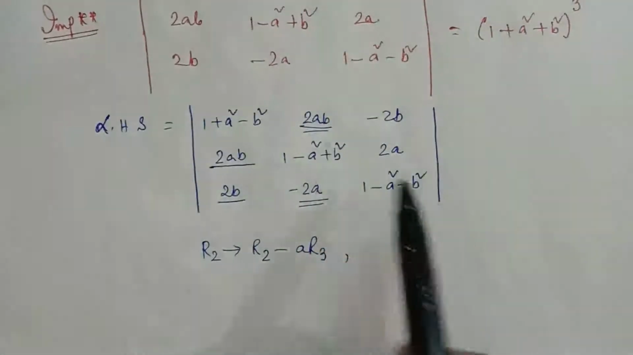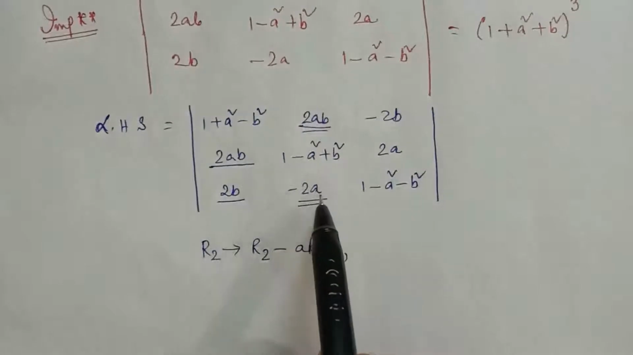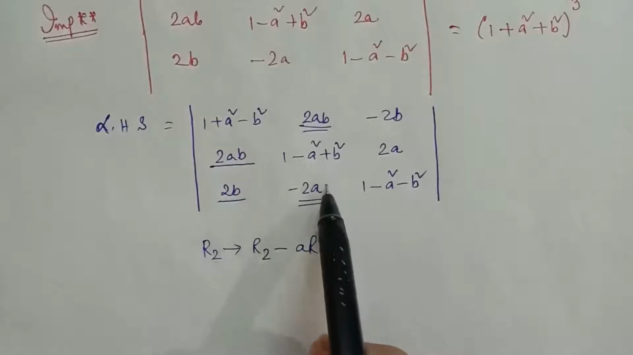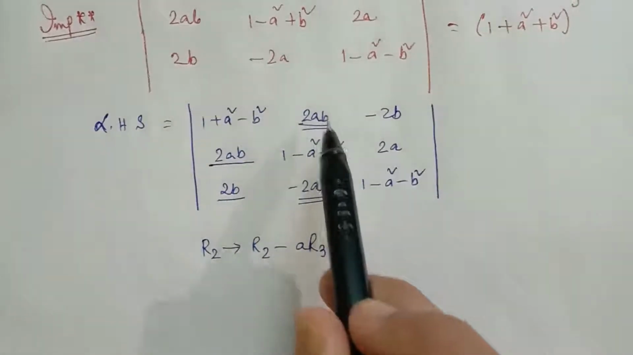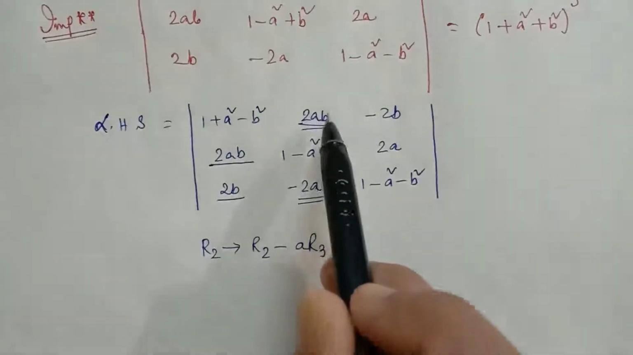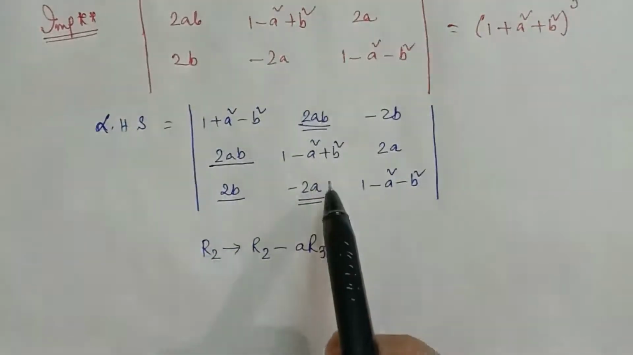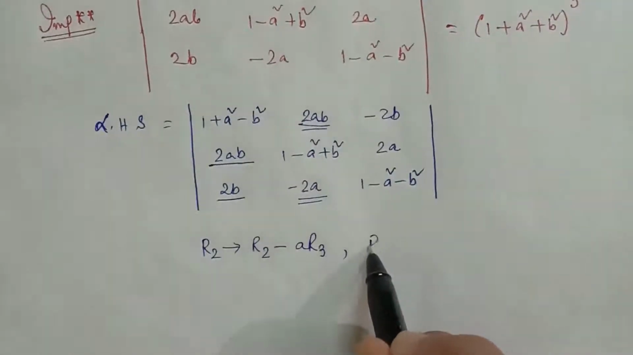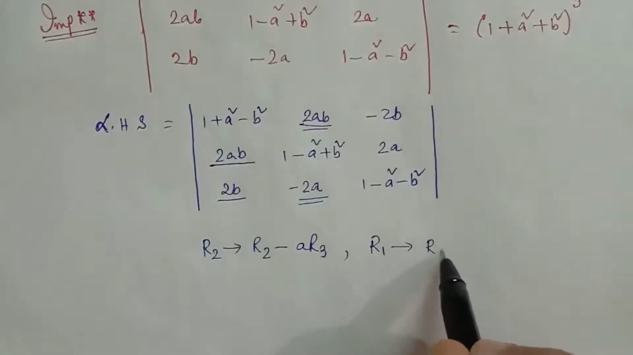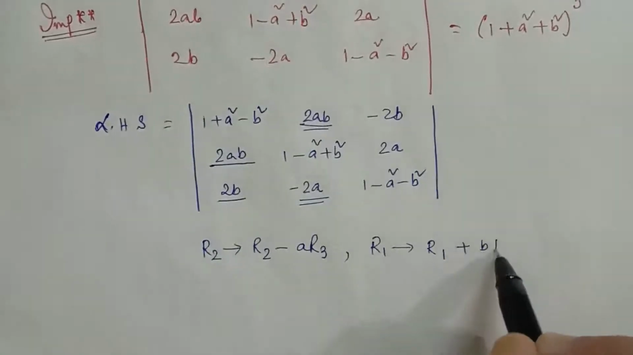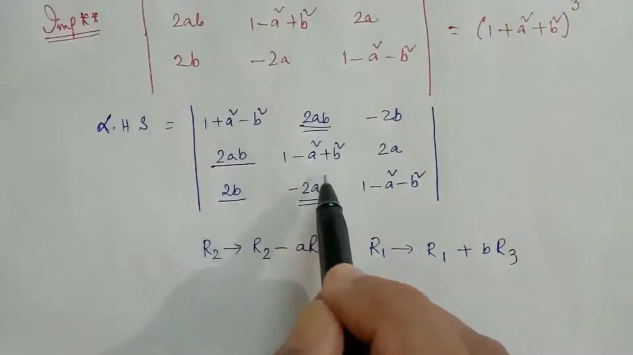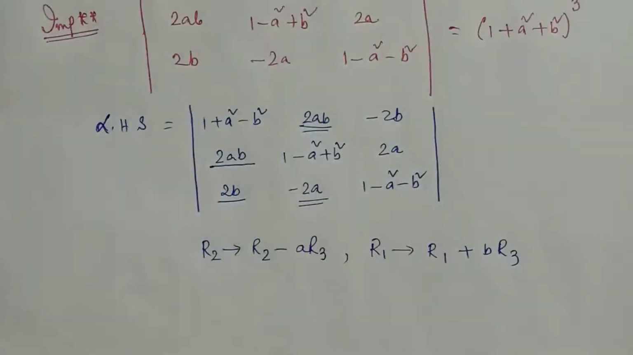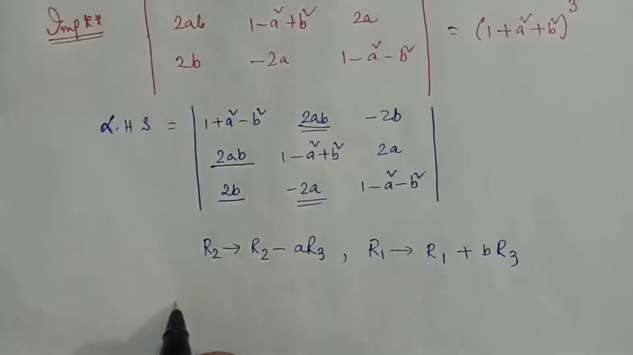So again, if you can see 2ab and minus 2a, if we multiply R3 by b, this will become 2ab. Then R1 plus b R3 will give us one more 0, minus 2ab plus 2ab. So again we will replace R1 by R1 plus b into R3. We have to multiply this by b, this will become minus 2ab, plus 2ab. If we add these two, the value will be 0. Okay, so one by one.